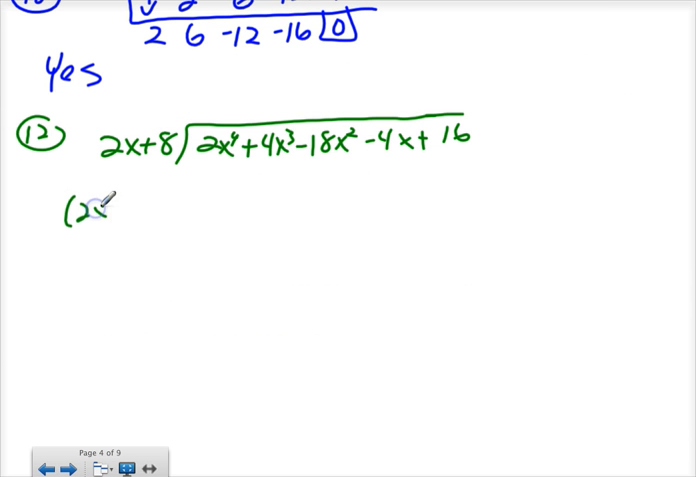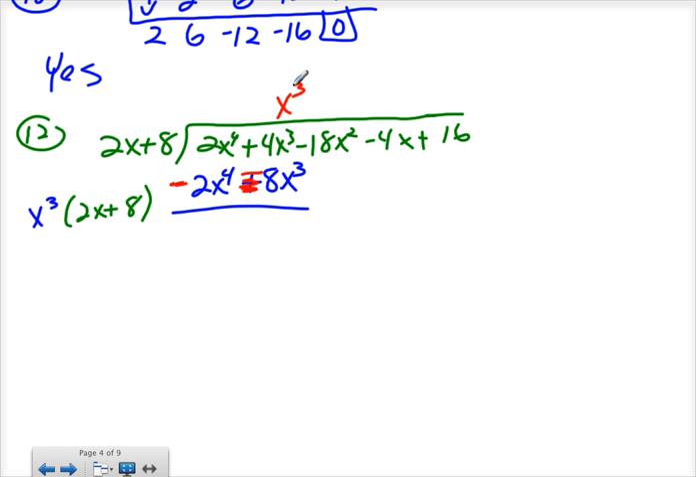So I have 2x plus 8, and I'm just matching that front term, so I'm going to need an x cubed. That will give me 2x to the 4th plus 8x cubed. Now, we change the signs, and we add, and it did its job. The first term is gone, so we're going to put that in the place of honor up there. 2x to the 4th minus 2x to the 4th, taken care of. 4x to the 3rd minus 8x to the 3rd will be a negative 4x to the 3rd. Bring down the next term.